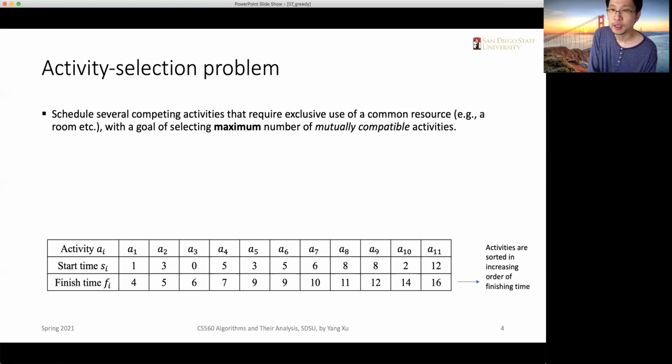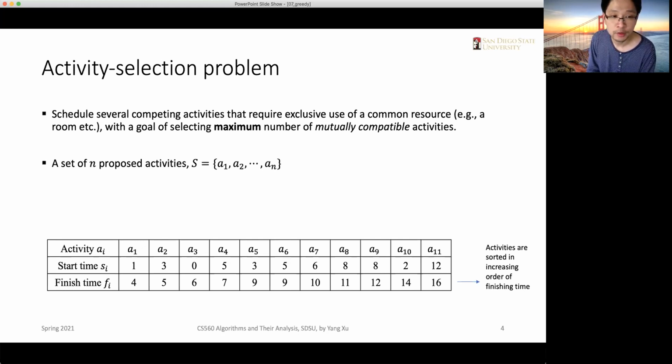If I'm the manager of this room, the goal for me is simply to schedule as many activities as possible, as long as they are mutually compatible. The first activity does not conflict with the second one, the second one does not conflict with the third one, so that I'm making the most out of this room. This is a very typical optimization problem. We have some goal, we have some resource, and we want to optimize the outcome based on our selection.